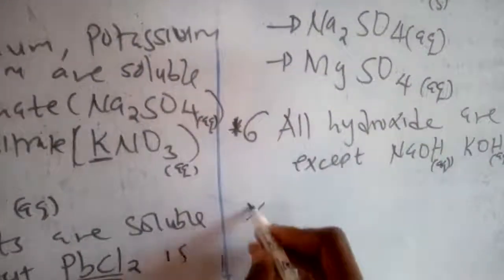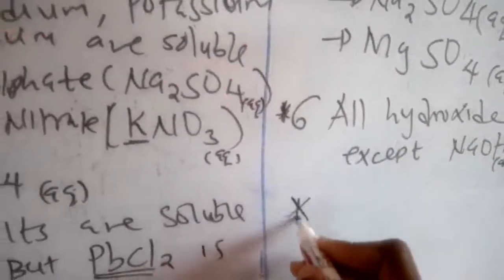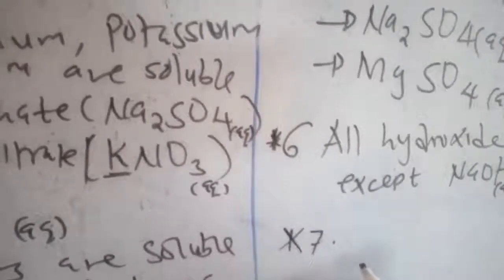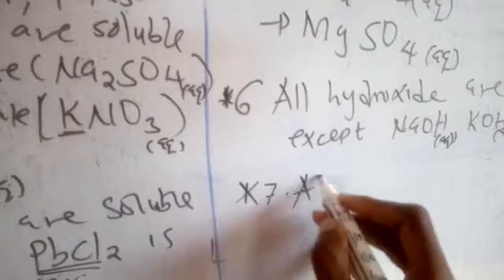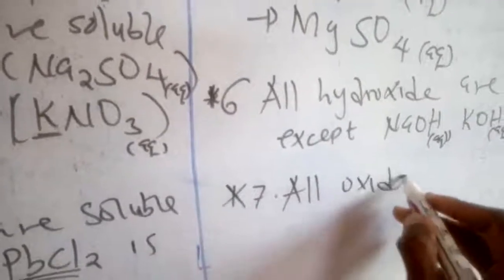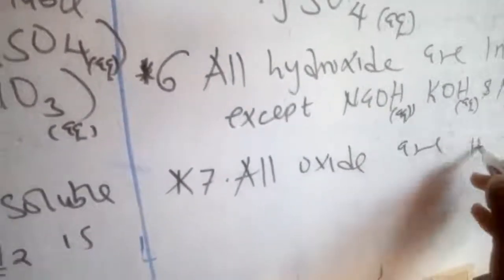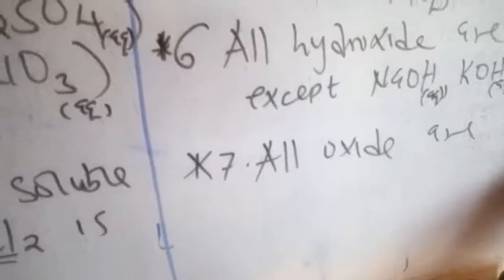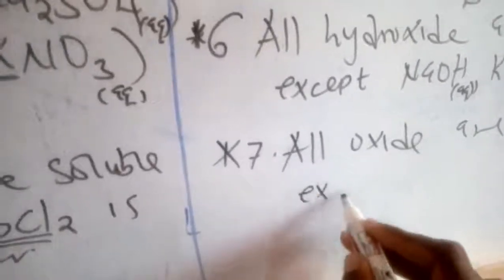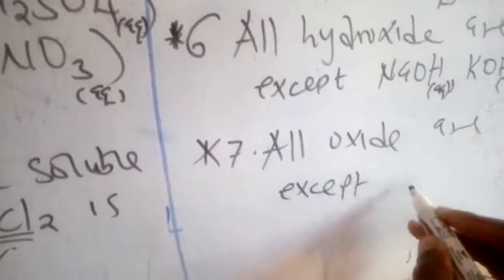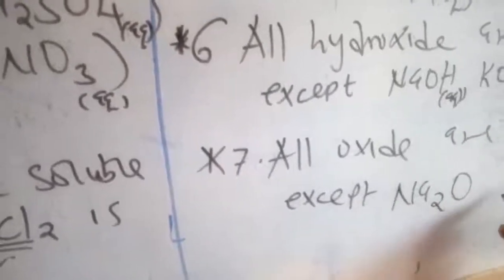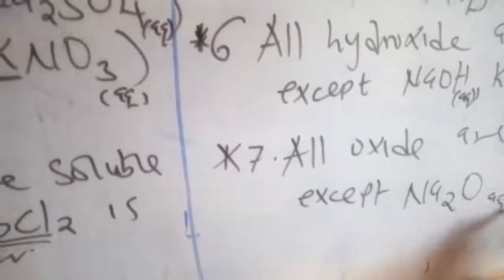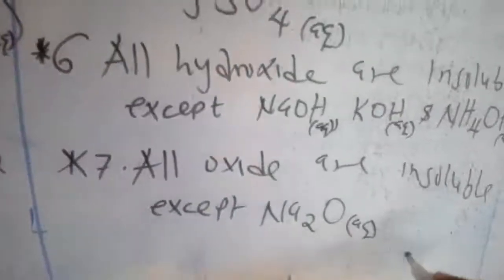And finally, last but not least, we are going to look at number 7, and that is all oxides. All oxides are insoluble except those of sodium oxide, and this is aqueous. When you put it in distilled water, it will dissolve.